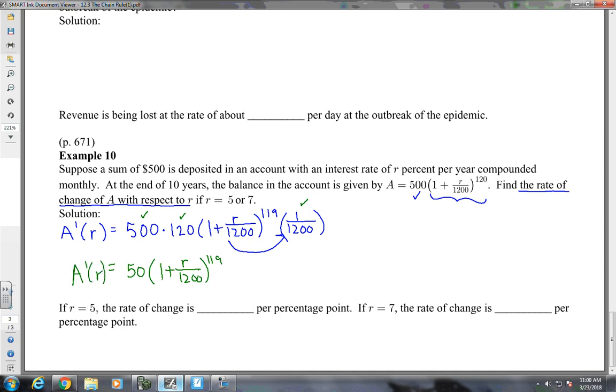The problem says, find the rate of change of A with respect to R if R is 5 or 7. That simply means we need to evaluate A prime of 5. So we're plugging 5 in for R in our derivative function. That's 50 times 1 plus 5 over 1200 to the 119th power. And then, when we're done with that, we can calculate A prime of 7. So we have 50 times 1 plus 7 over 1200 to the 119th power. So let's evaluate that with our calculator.